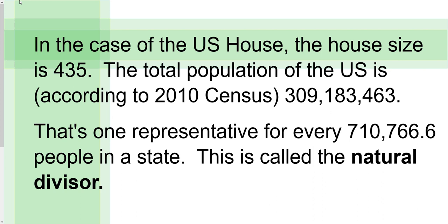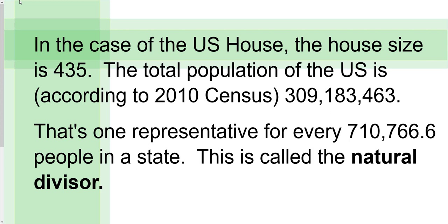Okay, so in the case of the US House, the House size is 435, right? The total population of the US, according to the 2010 census, is 309,183,463. That's one representative for every 710,766.6 people. Again, very precise because I don't want to cause errors to compound. This number represents the number of people necessary to earn a representative. This is called the natural divisor.